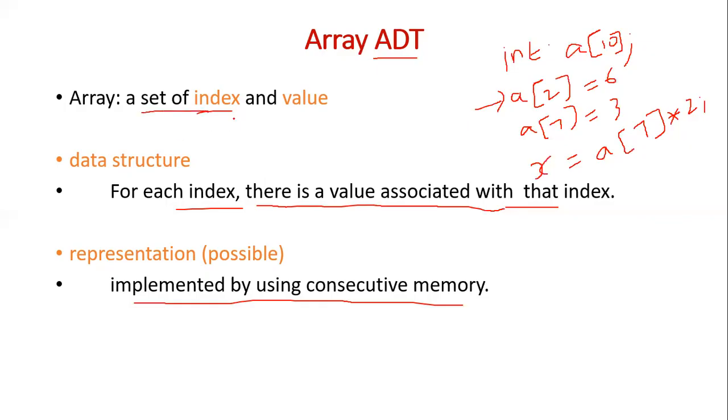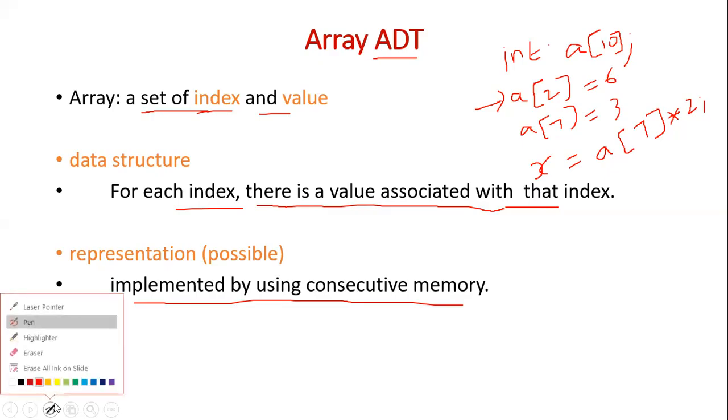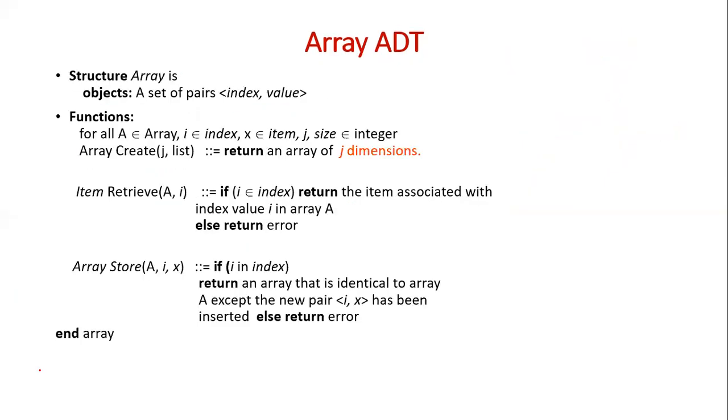Okay, so when someone asks what is array ADT, it should be defined something like this. Array is a set of index and the associated value with that particular index. Okay, so this is how we define the array. And here we are specifying an array ADT. The abstract data type name is array. This is the description. Array is a set of pairs of values, index and the associated value. These are the typical functions the array has, where A is an array, I represents index, X is an item, that is the value at a particular index location in the array, and j and size are integers.